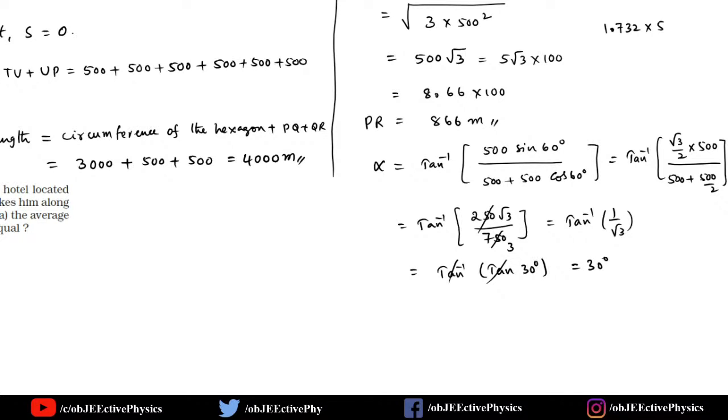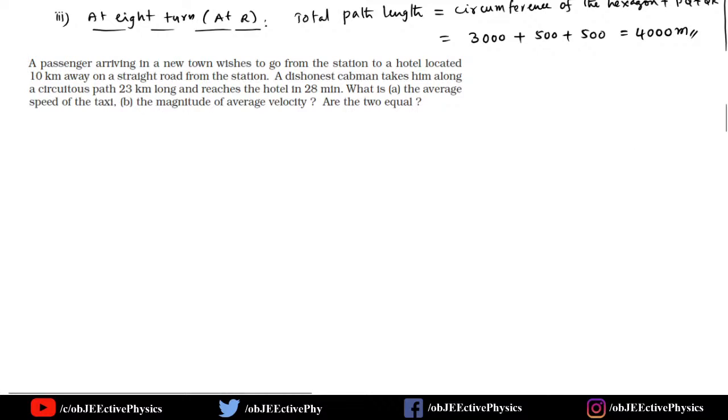So displacement at 8th turn is 866 meters, and the direction of displacement is 30 degrees with PQ. Next question. Read the next question.